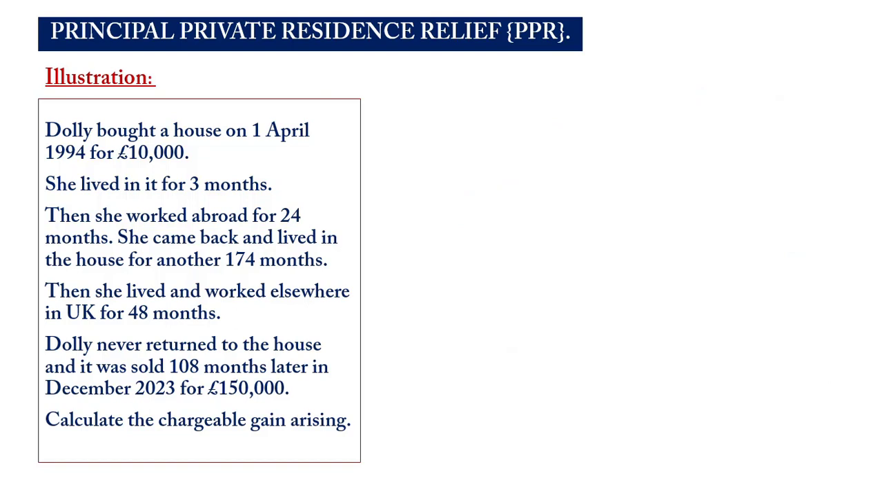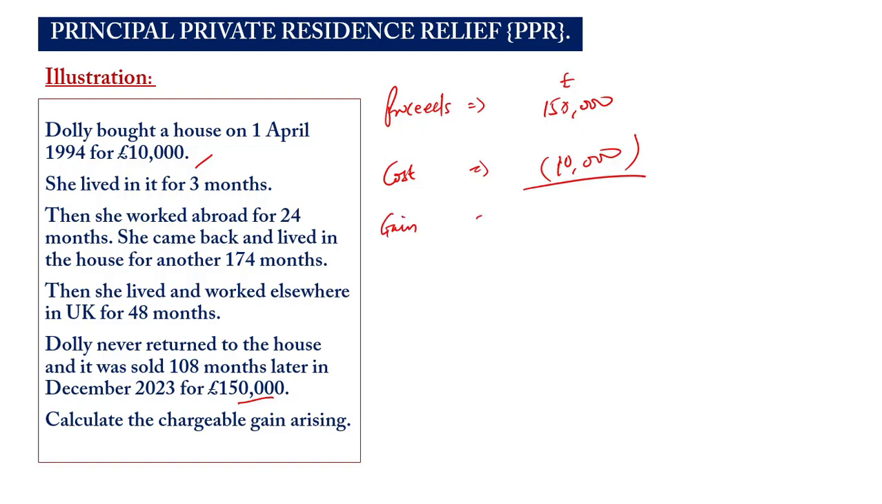Okay. Now, if you're supposed to calculate the chargeable gain, the house was sold for proceeds of £150,000 and it was bought for £10,000. So the cost is £10,000. So the gain is £140,000. Then we take away the principal private residence relief.